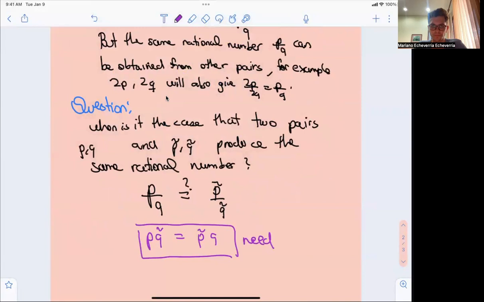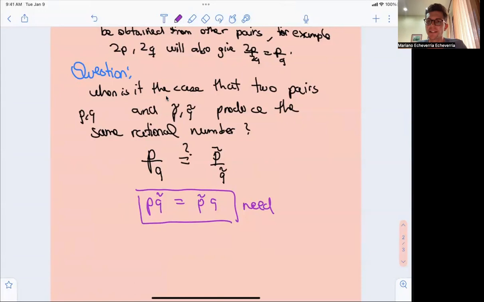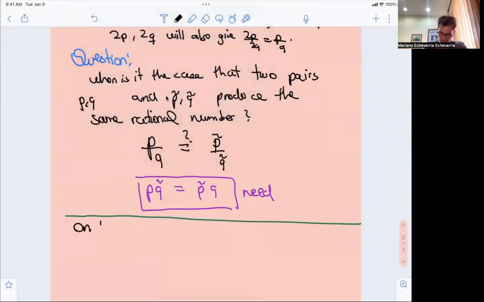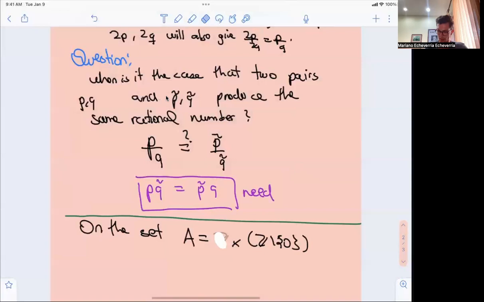Okay. So why am I saying this? Because here is something that you can do. You can define, on the set A, which is Z times Z tilde, this looks a little bit ugly, this is the set of integers. So what is this set? It is a Cartesian product, right?